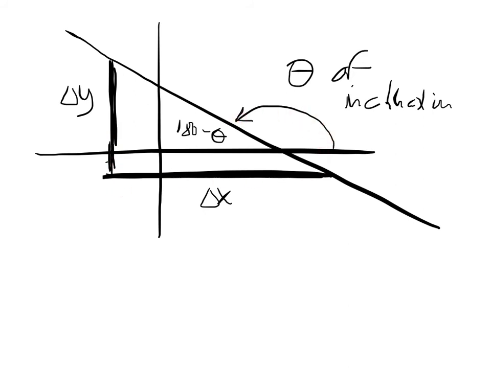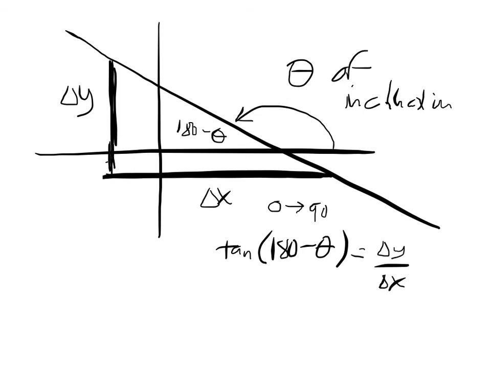Note that if this is theta, our angle of inclination, and if our line has a negative slope, our angle of inclination is going to be from 90 to 180 with that x-axis. Note right here that this angle is going to be 180 minus theta. And since these lines are parallel, this angle down here is also going to be 180 minus theta. And I then could look at the tangent of 180 minus theta, and that's going to be an acute angle, somewhere from 0 to 90. The tangent of 180 minus theta is going to be delta y over delta x.